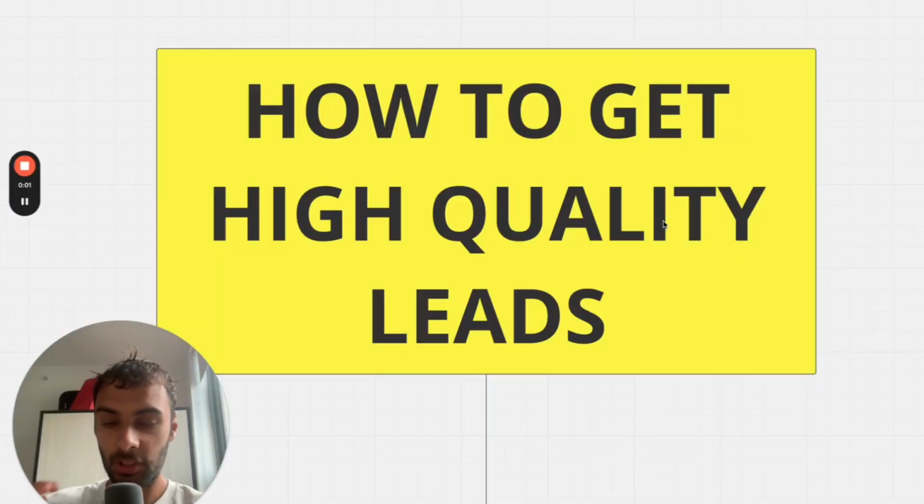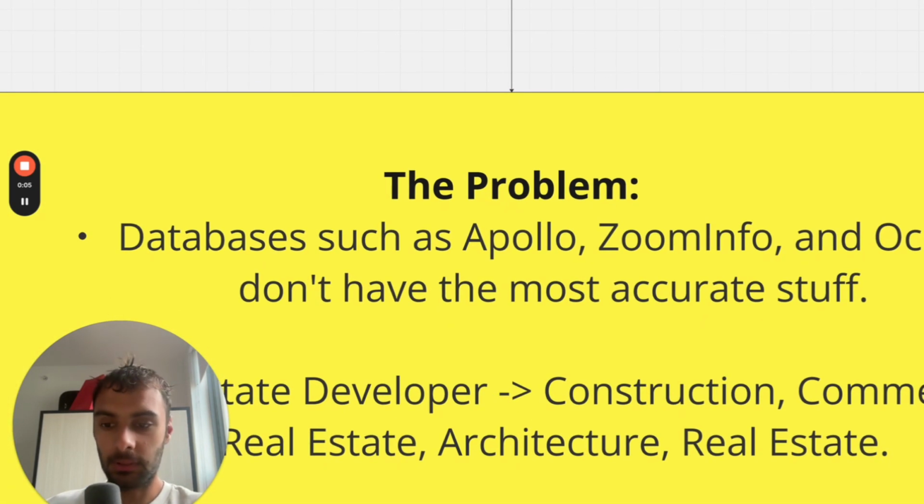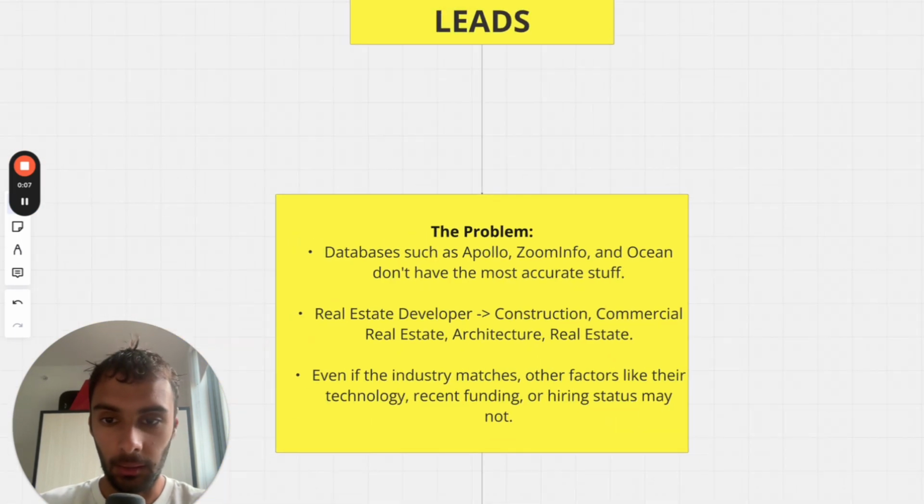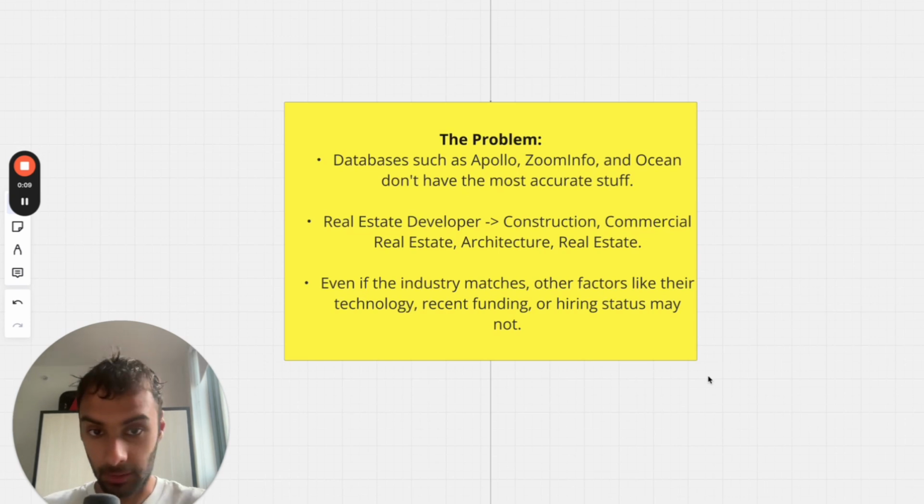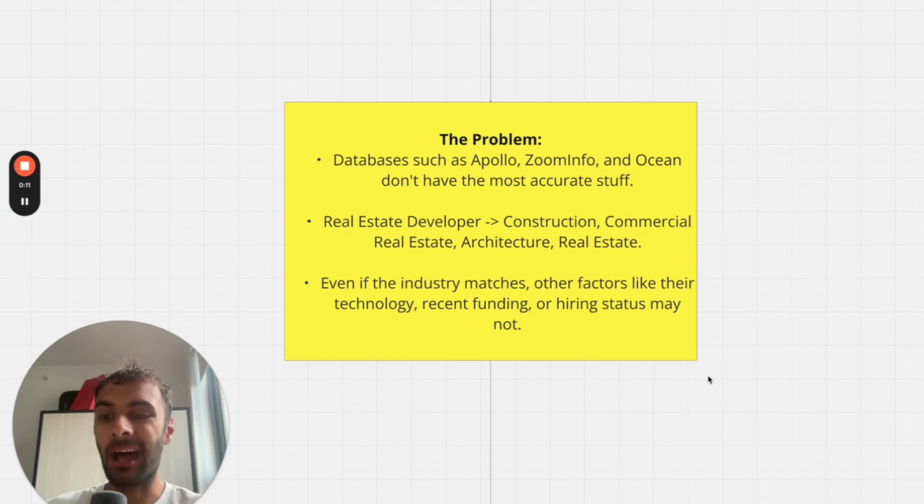All right, ladies and gentlemen, here is pretty much how you get high quality leads for your own business, right? So you see, the problem is a lot of these databases like Apollo, like ZoomInfo, like Ocean, they don't have the most accurate data, right? For example, if we're going after, let's say, real estate developers, those real estate developers could be filed under construction, they could be filed under commercial real estate, they could be filed under architecture, they could be filed under real estate, right? So even if the industry matches, the other factors like their technology or recent funding or hiring status may not.